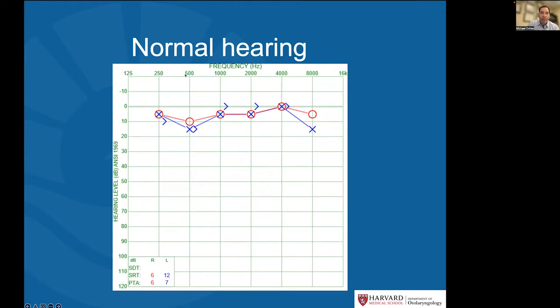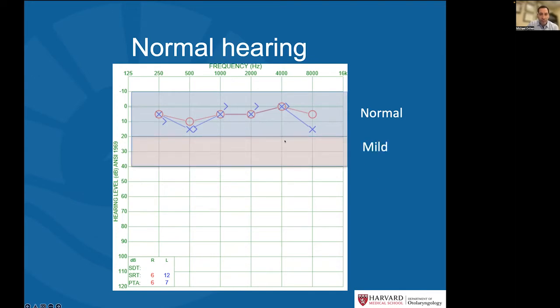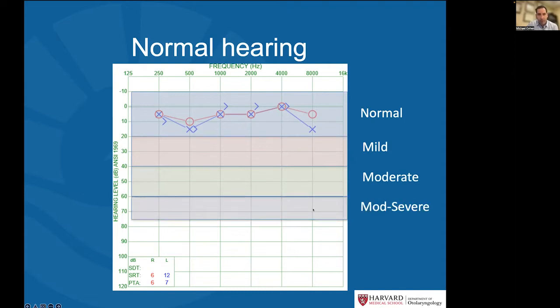So these are the different frequencies that we're testing, moving from low pitched up to high pitched. This is how loud the sound has to be in order for the patient to hear it at each given frequency. So for example, this red circle here means in the right ear at 500 hertz, a low frequency sound, the patient was able to hear it at 10 decibels. Now, normal hearing is anything 20 decibels or better. And so this would be an example of a completely normal hearing test. Mild hearing loss would fall into this range: moderate, moderately severe, severe, and profound.